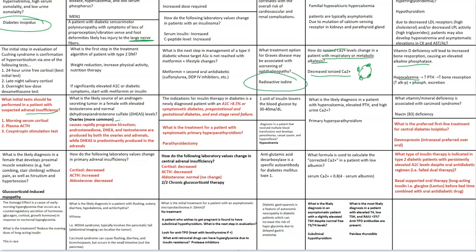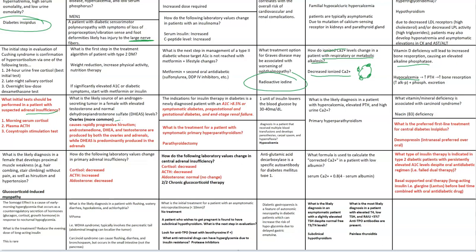What is the treatment for a patient with symptomatic primary hyperparathyroidism? That's parathyroidectomy. 1 unit of insulin lowers the blood glucose by 30 to 40 mg per deciliter. Diagnosis in a patient who has received multiple transfusions and develops paresthesias, carpal spasms, and hyperreflexia is hypocalcemia. What is the most likely diagnosis in a patient with hypercalcemia, elevated PTH, and high urine calcium? That would be primary hyperparathyroidism.